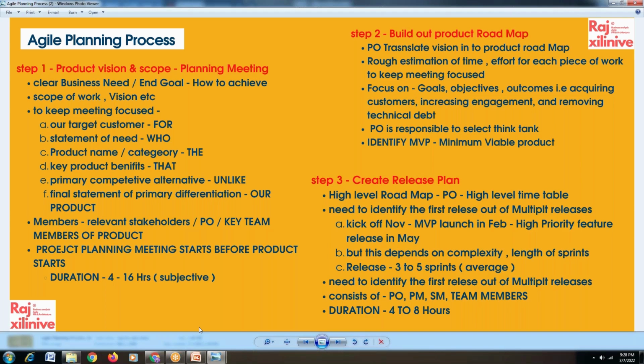Understand the difference. Now the customer does this project planning meeting to understand the vision and the scope of the product. To understand the vision and scope, first of all, they need a clear understanding of the business need, what they have, and what final goal they want to achieve. At the same time, how to achieve it. They must have clarity on what they are finally expecting out of this.